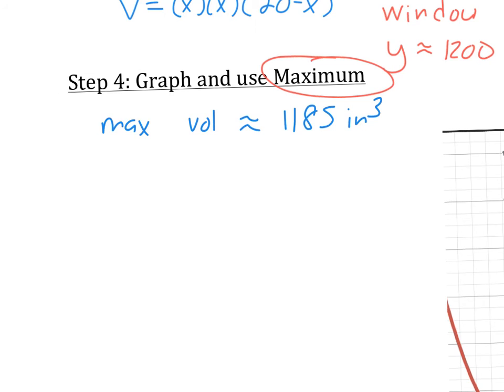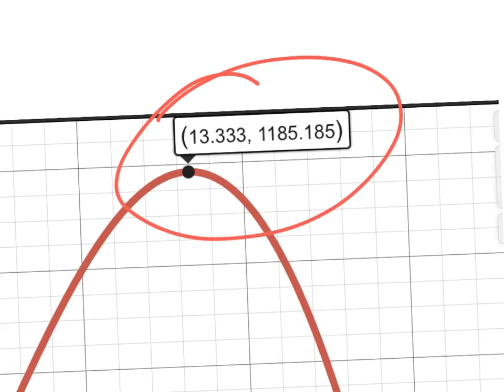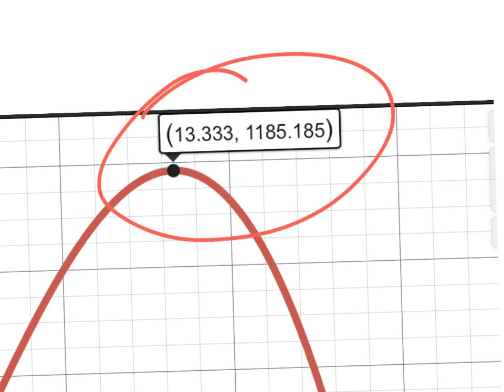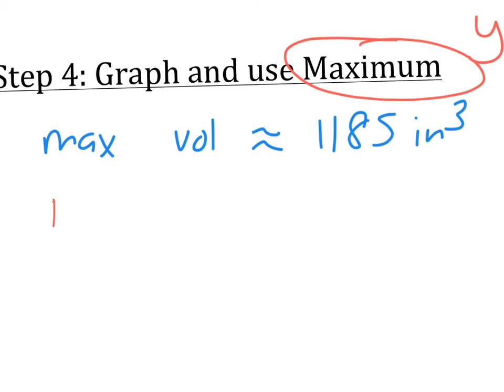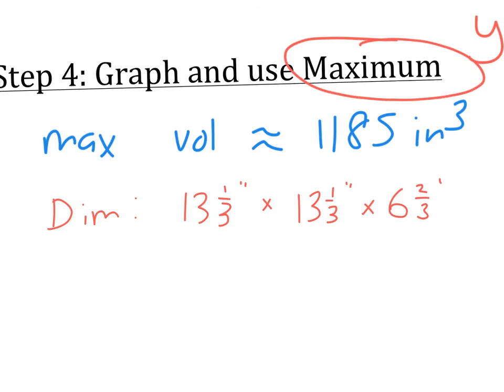Now, I put an addendum to that question. I said, well, what are the dimensions? So the dimensions require me to use the x value right here. So I take the 13 1/3 and turn that into my dimensions. What are the dimensions that would give me the maximum? The dimensions would be 13 1/3 inches by, remember it's got to be the same because the base is a square. And now when you subtract 13 1/3 from 20, you get 6 2/3 inches.